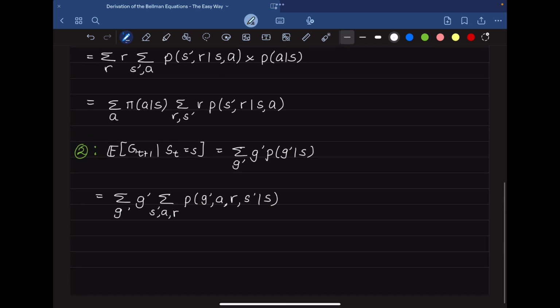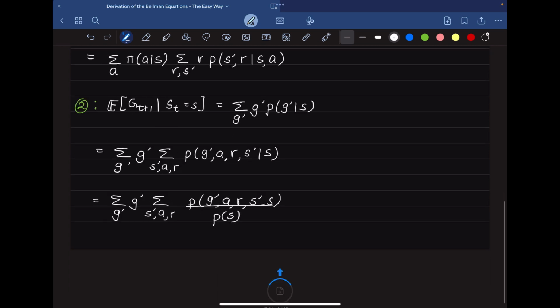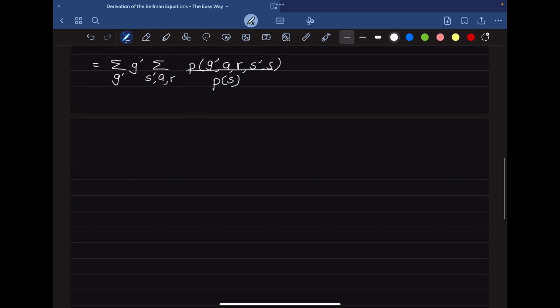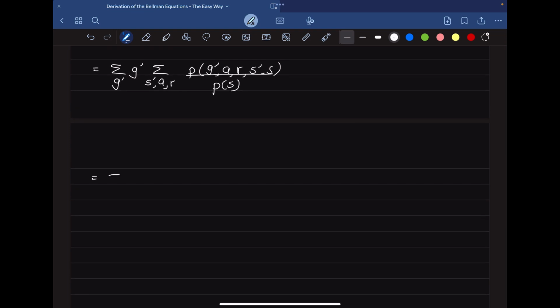Now what we will do is we will open this up. This will be summation over all G primes, G prime times summation over s prime, a and r. This is the joint PDF of all of these variables, divided by probability s. And so now we can write this as summation over all the G primes, G prime, summation over all actions, rewards, s primes.